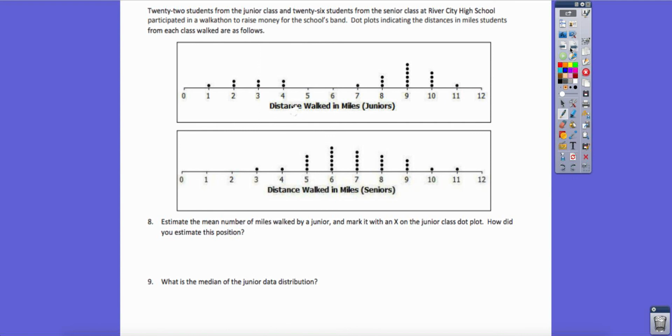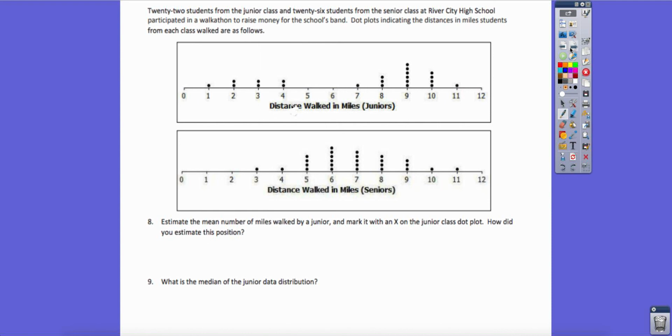We got 22 students from the junior class, it says, and 26 students from the senior class. And this is a dot plot of each of the distances that they walked to raise money. Okay, so number 8 here, it says estimate the number of miles walked by a junior, mark it with an X. And so we're going to find this mean.